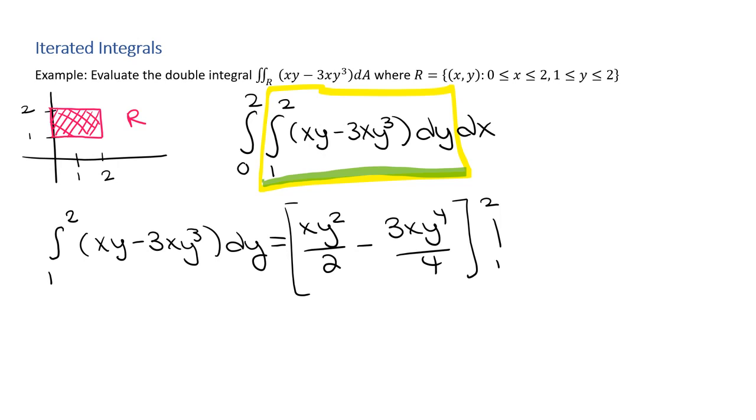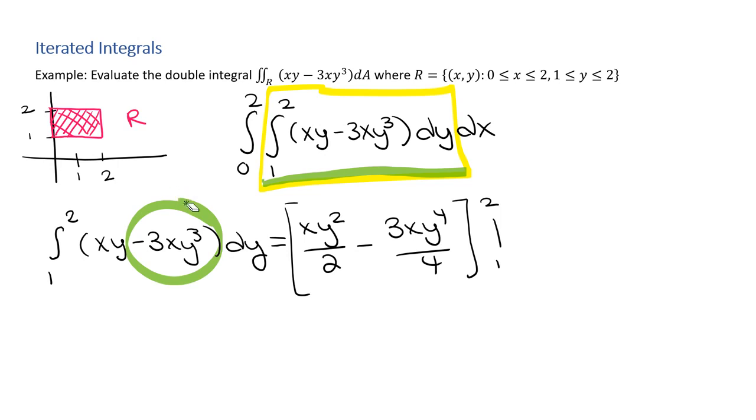So this first term, we've got xy. We treat the x like a constant, so it stays there. And then the antiderivative of y is y squared over 2. So the first term becomes xy squared over 2. Same process with my second term. Minus 3x stays there, that's like our constant. And then the y to the third becomes y to the 4 over 4.